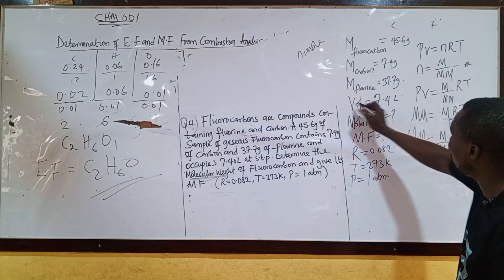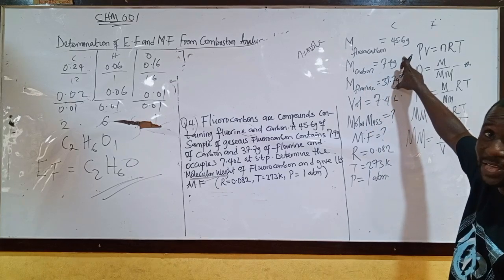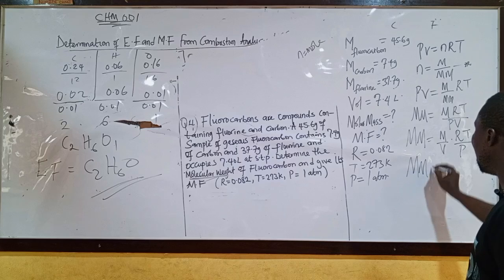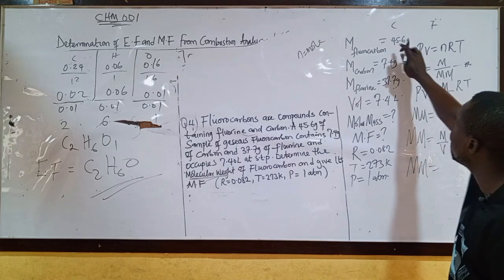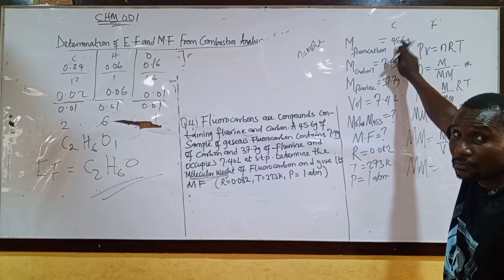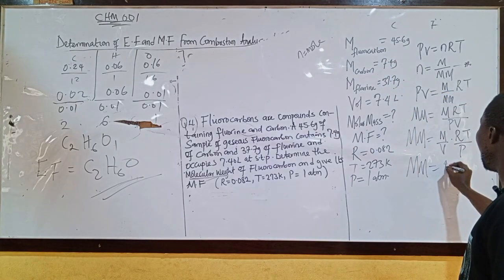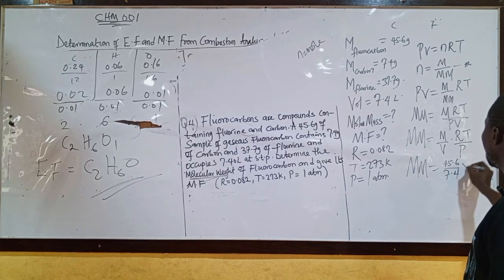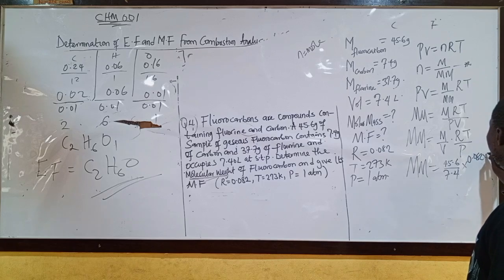Substitute all this. This is the mass of fluorine and the mass of carbon; I need them to find the empirical formula. Substitute all this into this. We have molar mass equal to mass of the compound, the mass of the fluorocarbon, that is 45.6, over volume 7.4, times 0.082 times temperature 273 over.